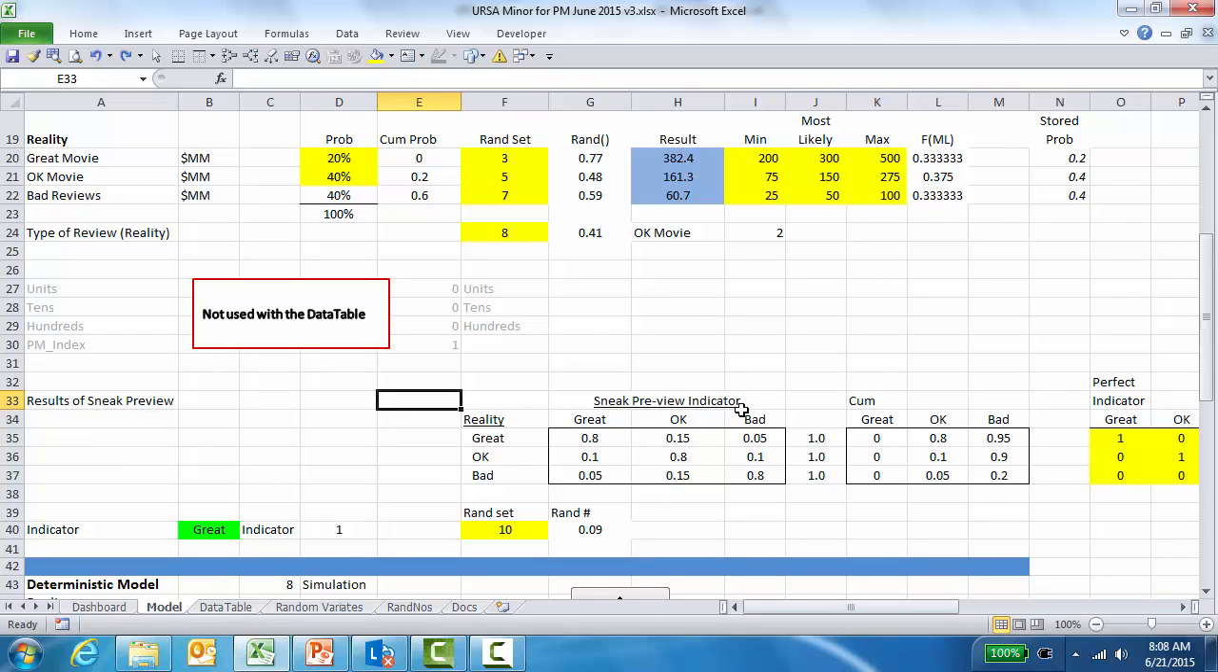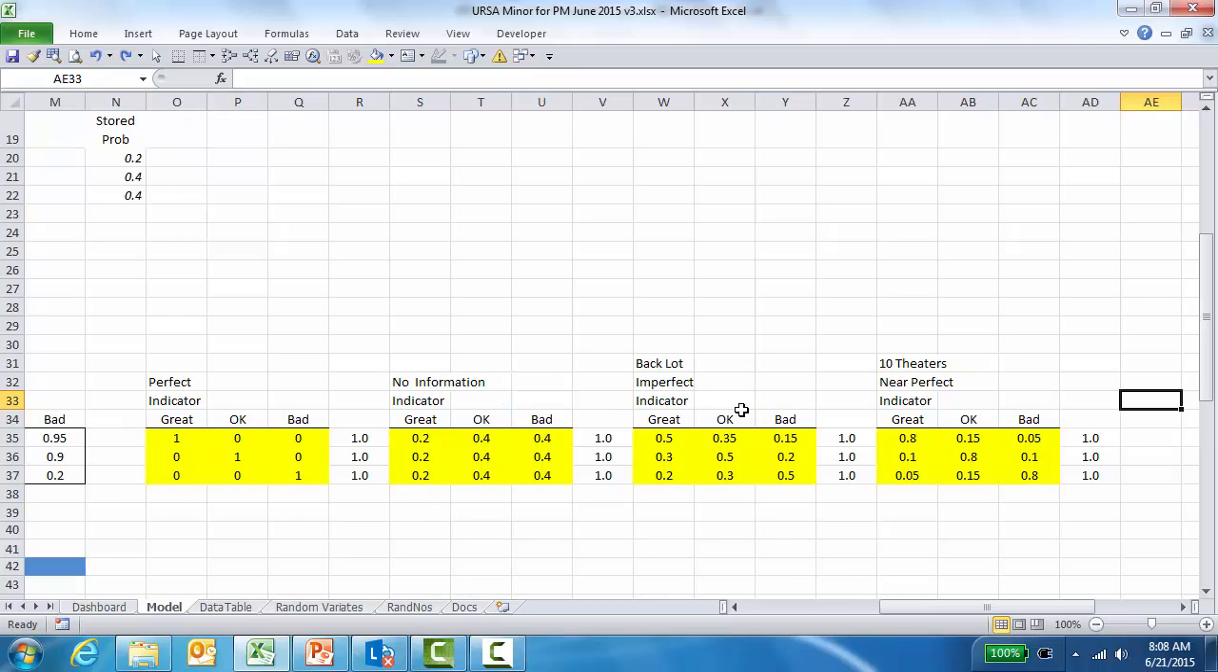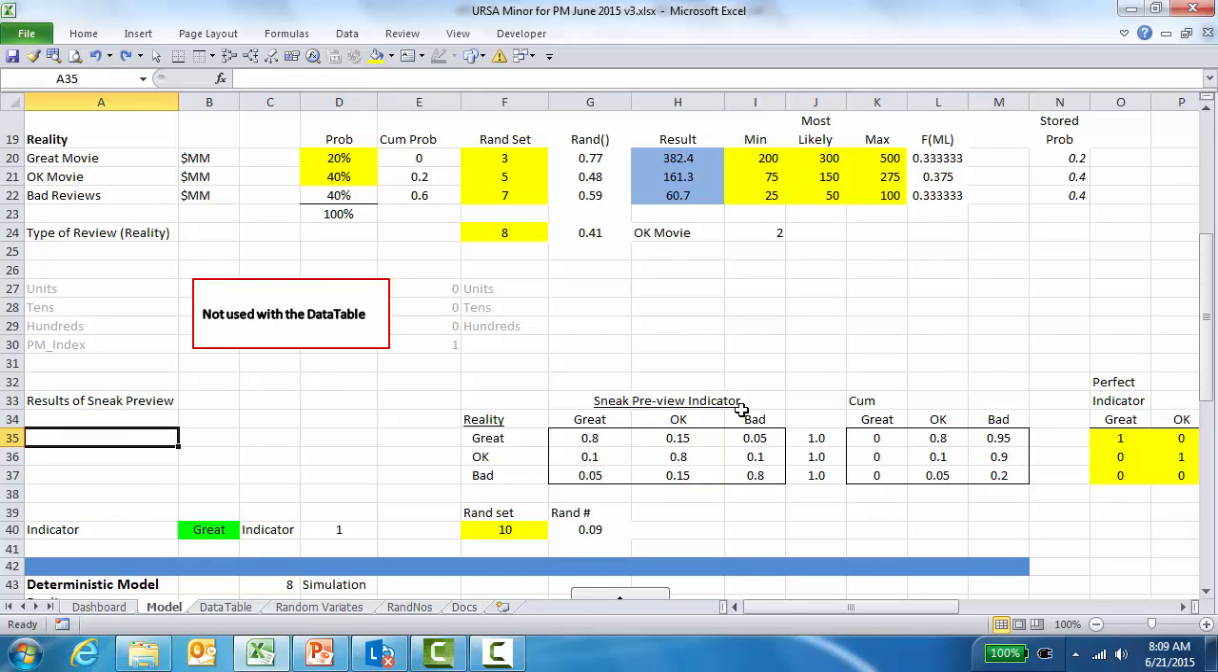Then we need to identify our conditional probabilities, and what I've done over here is identified multiple tables of information. So I have a perfect indicator. Remember, this is great. This is the reality here, and this is the indicator. So this is perfect information. Here's no information. And what I did here was saying, hey, if it's a good movie, I think it's great, okay, or bad in the same probabilities as the reality. But I don't see any difference in probabilities. So this is a no information indicator, if you will. And then the back lot, here's the probabilities we showed you on the screen and the slide deck, and here's the 10 theaters. And I can pick the type of indicator I want. Here's that's coming from the dashboard.